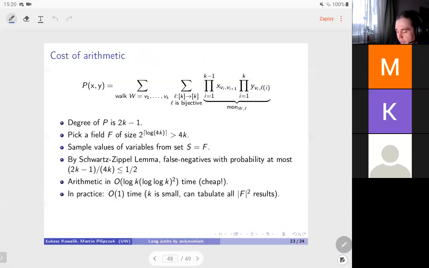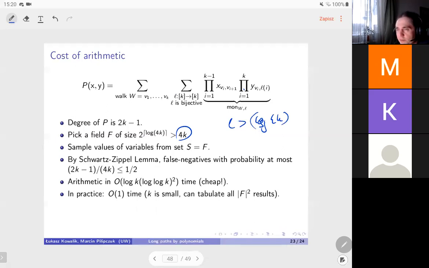And in theory, what's the degree of this polynomial? It's 2k minus 1. You have these two products and you see the degree up here. So remember that you want to use the Schwartz-Zippel lemma. In the end, you want to sample values and have a good probability that if something is non-zero, then the value is non-zero. So you want the size of the field to be larger than 4k, which means that your L needs to be larger than log 4k, which is very, very small.